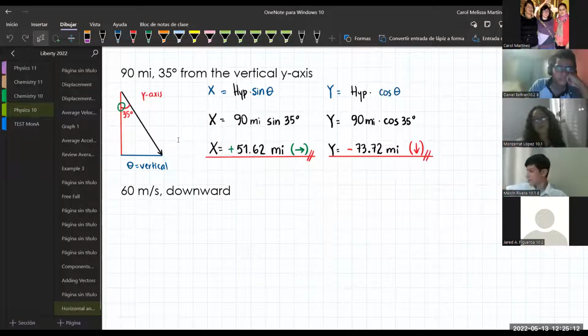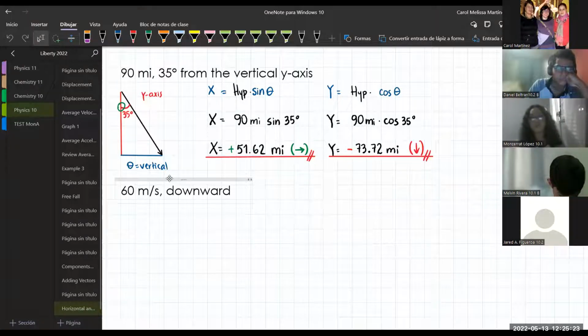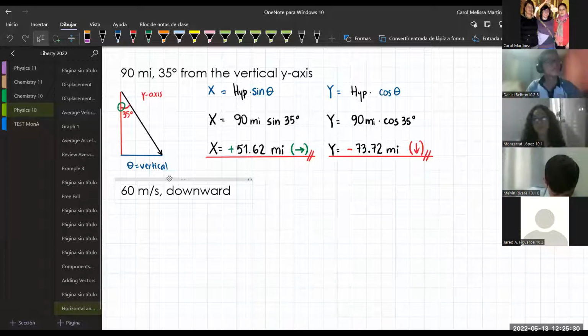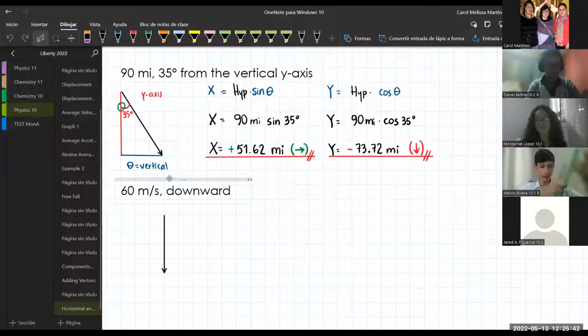Okay, there are some other vectors that they're not going to give you with the angle. It's just going to say downward, eastward, westward, southwest, okay? In this case, what you have to do is, for example, 60 meters per second downward. So you know that your vector is just coming in this direction, no other direction, okay? And this measures 60 meters per second.